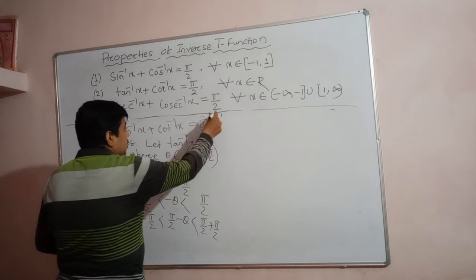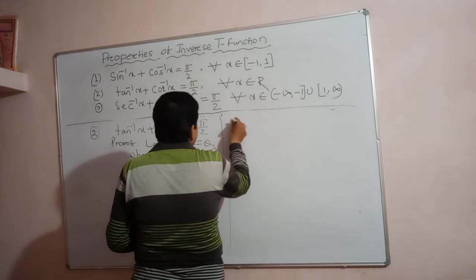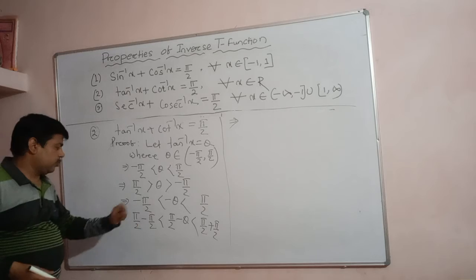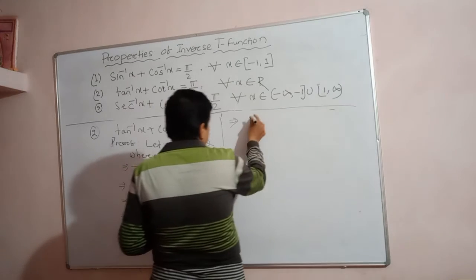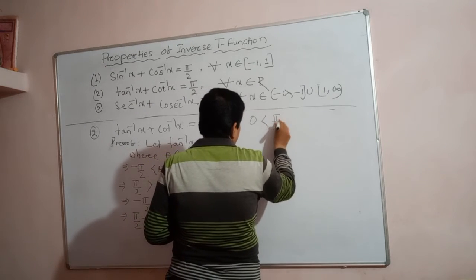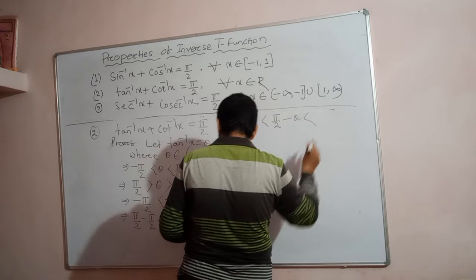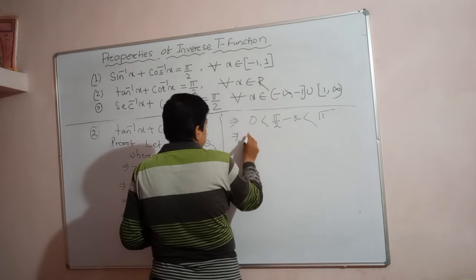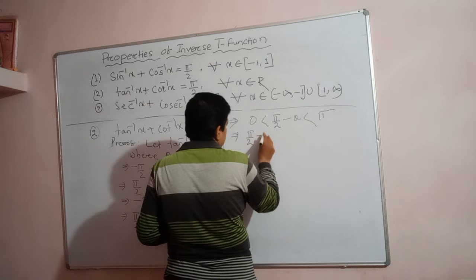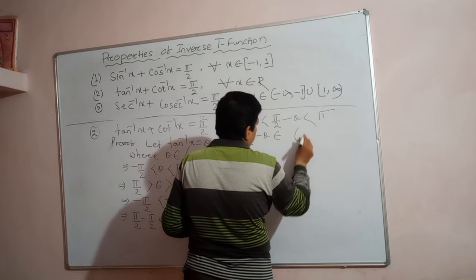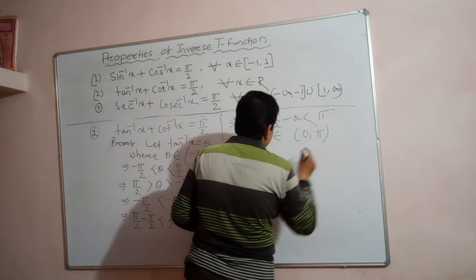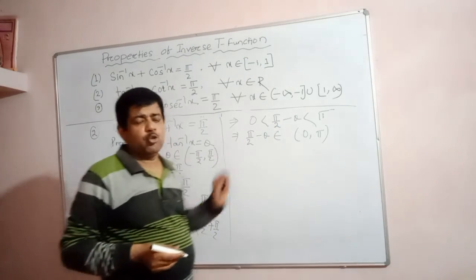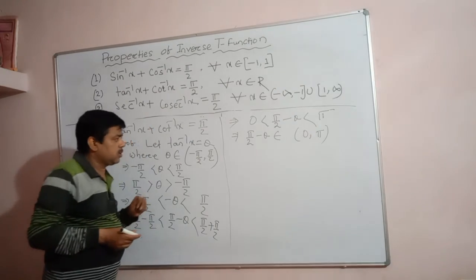Is it clear? So that implies, you see now, pi by 2 minus pi by 2 is 0. So 0 is less than pi by 2 minus theta is less than pi by 2 plus pi by 2, which is pi. That implies pi by 2 minus theta belongs to the open interval 0 to pi, which is the principal branch of cot inverse of x.